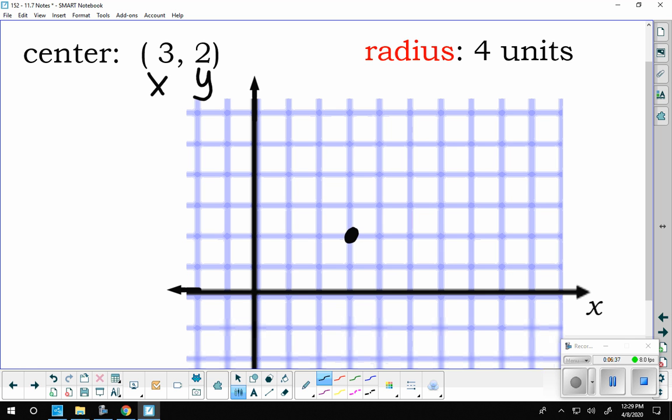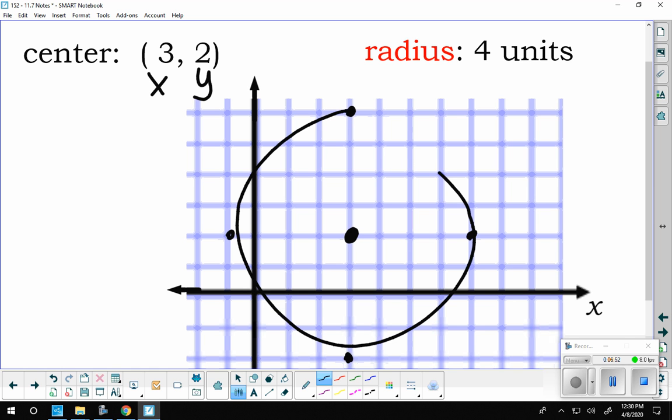So we're going to go up, down, left, and right 4 units. So up, 1, 2, 3, 4 units. To the right, 4 units. 1, 2, 3, 4. Down 4 units. 1, 2, 3, 4. And to the left, 4 units. 1, 2, 3, 4. And then we're going to make a circle.